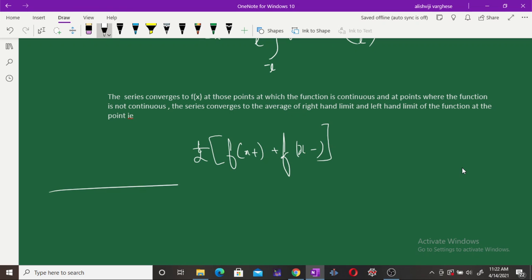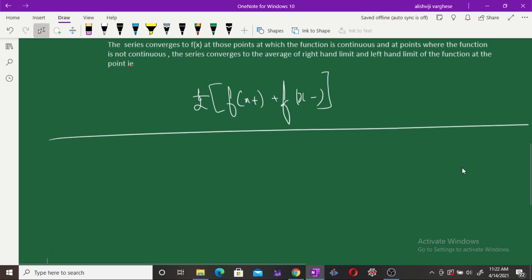And now let us consider a particular example. Consider the function f of x is equal to x inside the interval minus pi less than x less than pi, and it's a periodic function with the period 2 pi, or it is given that f of x is equal to f of x plus 2 pi for all other values of x outside the interval.